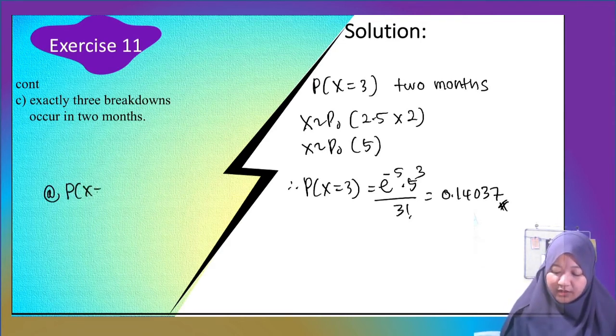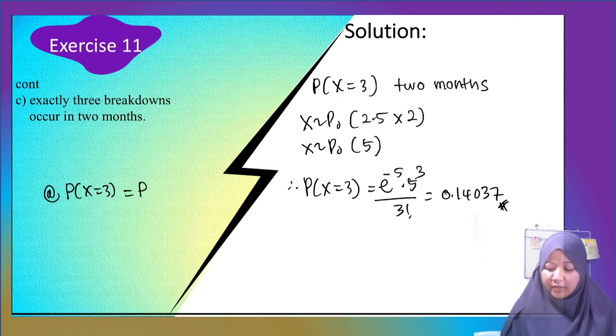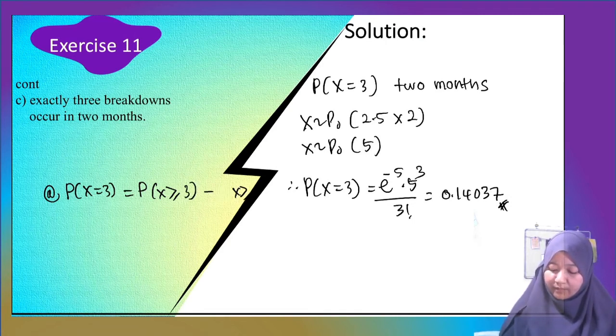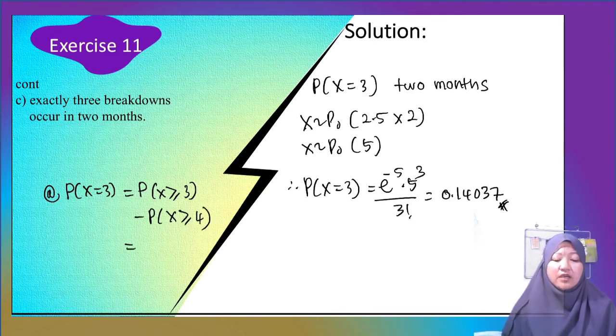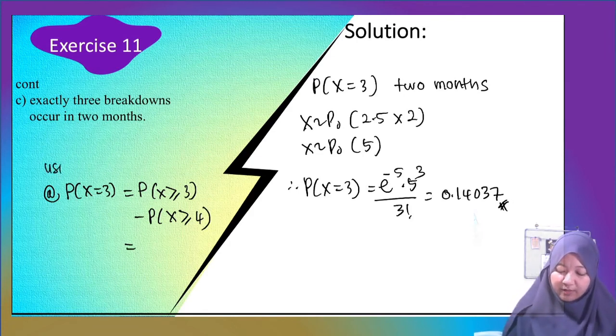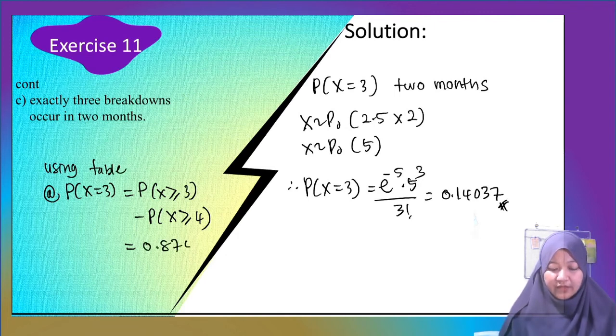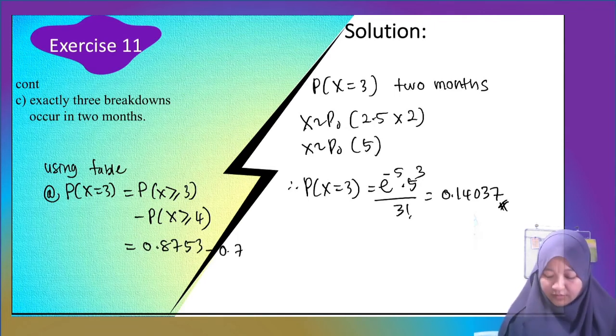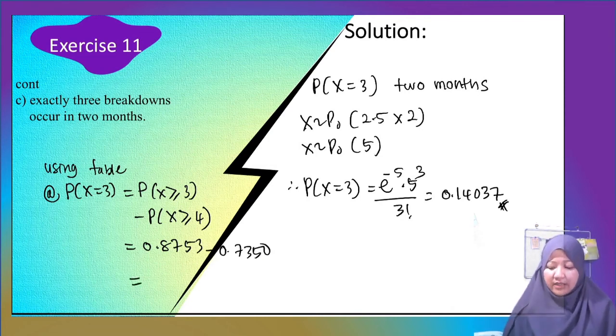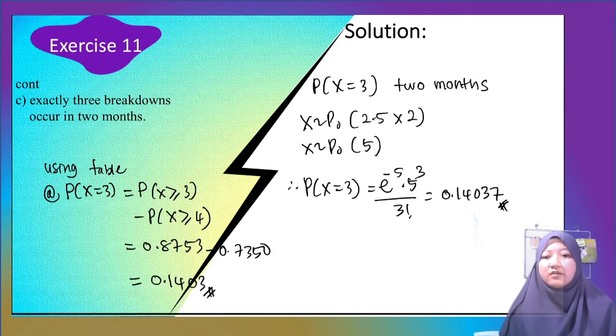So to use table, we can use the formula probability X greater than or equal to 3 minus probability X greater than or equal to 4. So find by using table. This one is using table. 0.875 3 minus 0.7350. The answer is 0.1403. Okay.